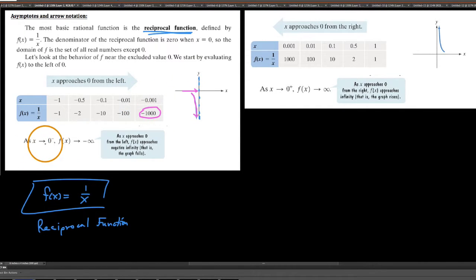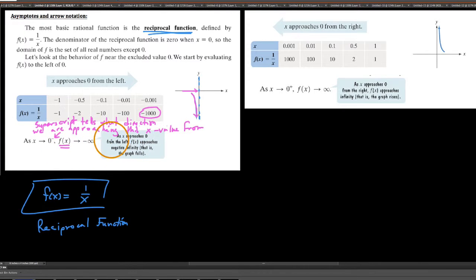It says as x gets really close to 0 from the left. Now, what we're going to do is make a note here. This is a superscript, and this superscript tells what direction we are approaching this x value from. So what we're saying here is as x approaches 0 from the left, that's how we'd read it here.